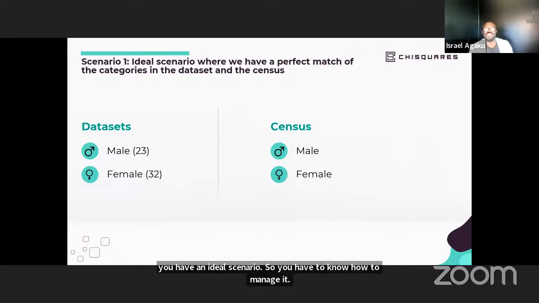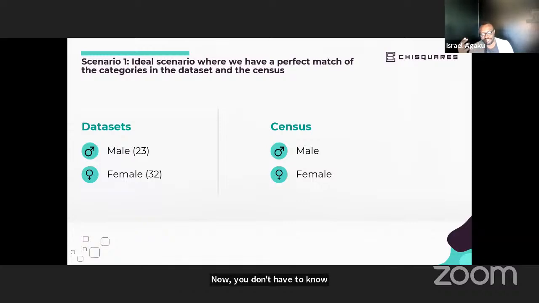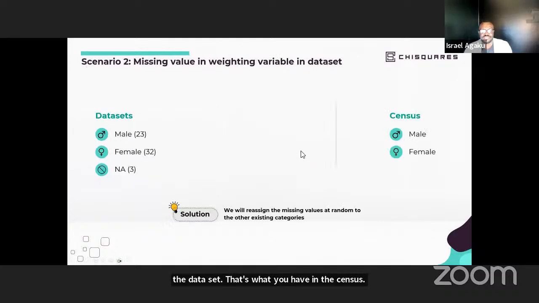Now, you don't have to know all of these things. You don't have to do this manually. On the Chisquares platform, all of this is completely automated for you. This lecture is just to give you an idea of what is going on behind the platform so that you know what's going on. Now, this is the ideal scenario. You're trying to weight on, let's say, gender, and the gender categories are exactly what you have in the data set versus what you have in the census. Now, let's look at other scenarios that may not be ideal.